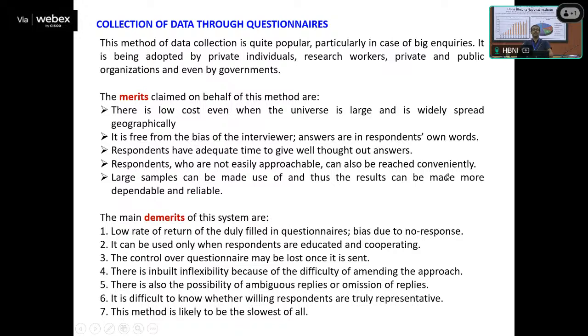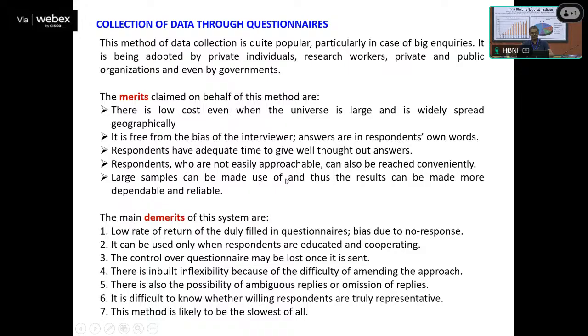Through questionnaires, the universe, meaning the sample, can be very large, because you do not have to go person to person as in the interview method. Instead, you can send it through various online resources like social media, and you get the convenience of reaching a large number of respondents. So your data becomes more free from bias, more accurate, and more adequate, isn't it?